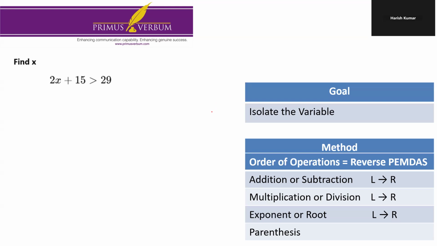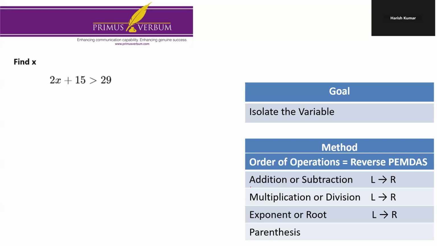Find x, and the inequality given to us is 2x plus 15 greater than 29. So to find x, we have to first isolate the variable x, and to do that, the method we are going to follow is the reverse PEMDAS order of operations. So how do we do it?